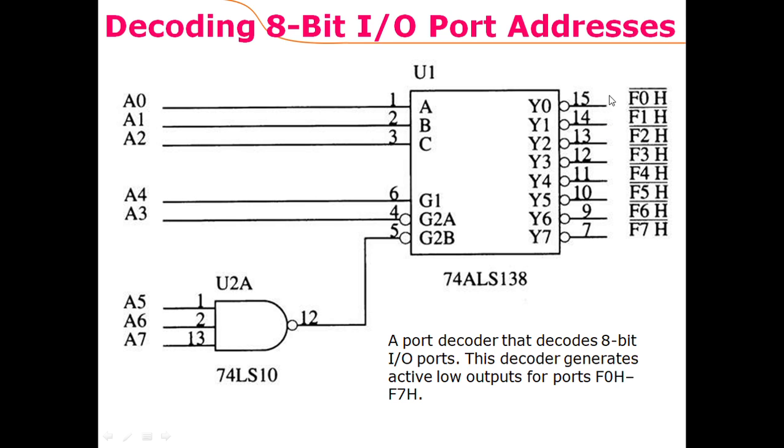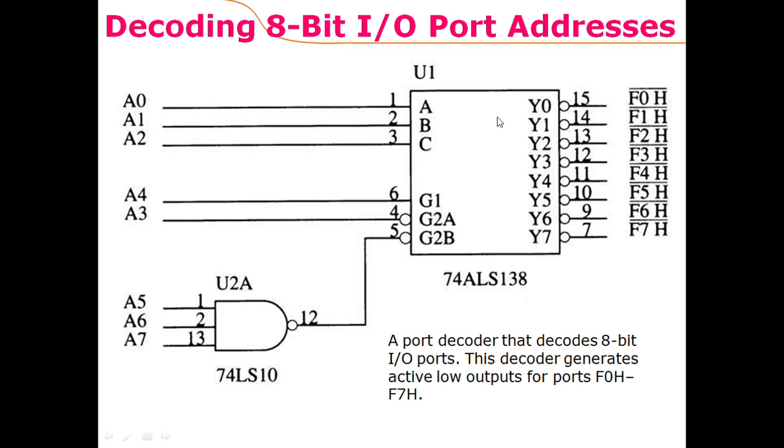So 8 devices are connected to this decoder, and when an 8-bit address arrives, 3 bits of this 8-bit address are connected to the select lines of this decoder. So these values A0, A1, A2 would select one of the outputs to 0, and the other outputs would be 1 at that time. While the rest of the 5 bits of this 8-bit address are connected as follows. A4 is connected with G1, A5, A6 and A7 are connected to G2B through a multi-input NAND gate, and A3 is connected to G2A.